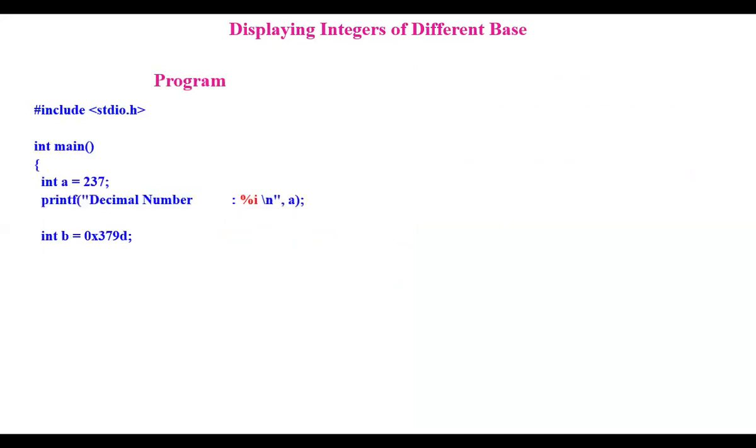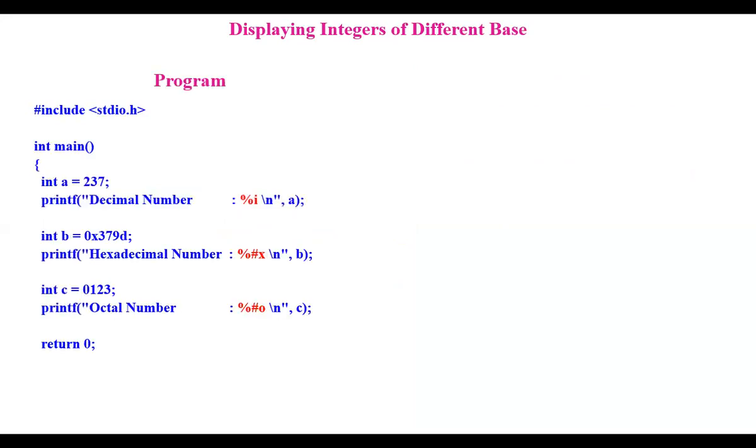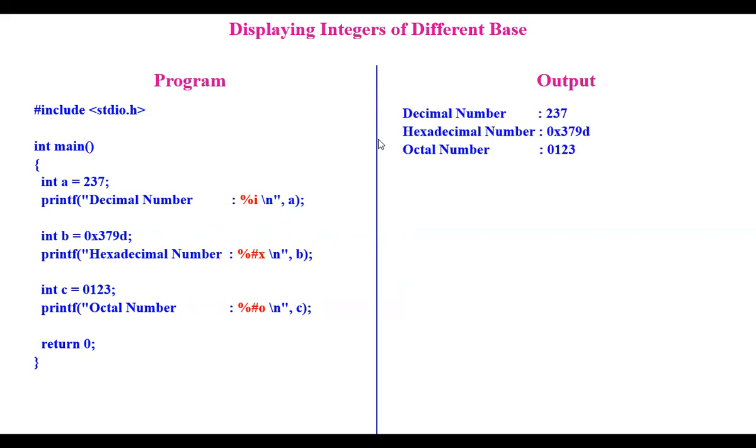Displaying integers of different bases. Let us see. I have taken three different numbers in different systems. This is 237, a decimal number, for which %i is used. For a hexadecimal number with 0x, %#x is used. For octal, %#o is used. Compile it and run to get the numbers like this: hexadecimal with 0x, octal with 0. This is just a summary of how to display numbers of different bases.